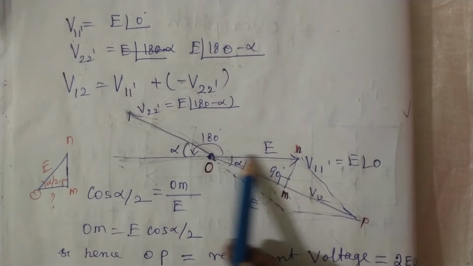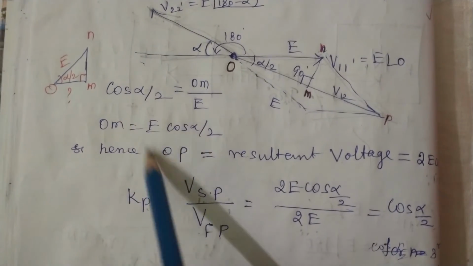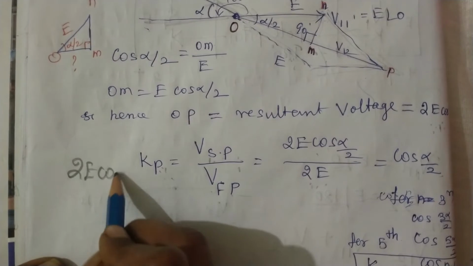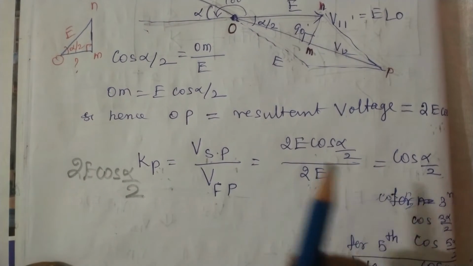Now you will get this triangle. In this triangle, that angle is alpha by 2. So after solving this, you will get 2E cos alpha by 2. This is the EMF induced in short pitch.